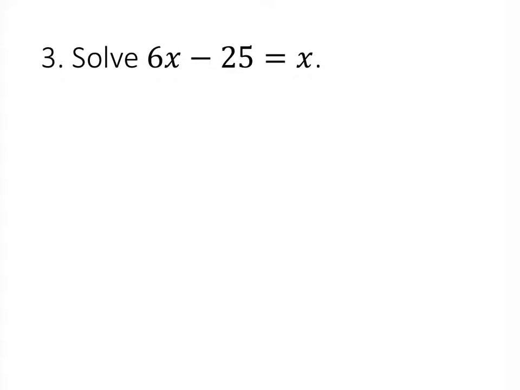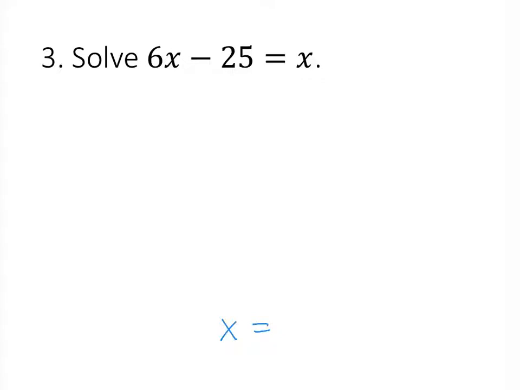All right, now we're solving a simple equation. We've got 6x minus 25 equals x. What you want to notice here first is that we have x in multiple places in this equation. And so our first priority is to get the x's together. We only want there to be a single x in our equation, because remember, our goal at the end is something that looks like x equals a number.